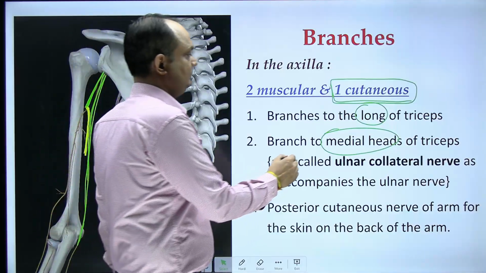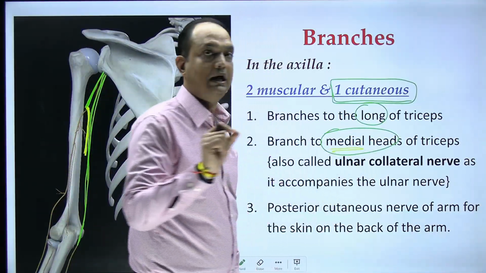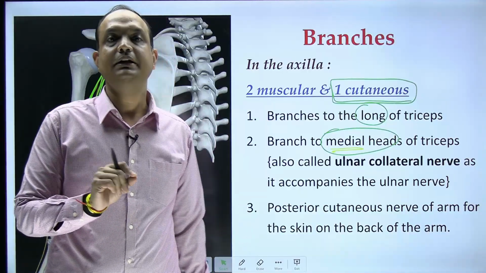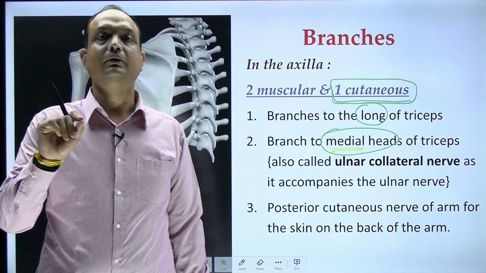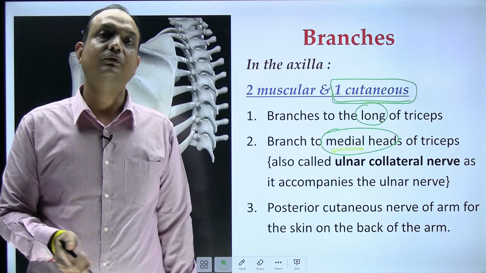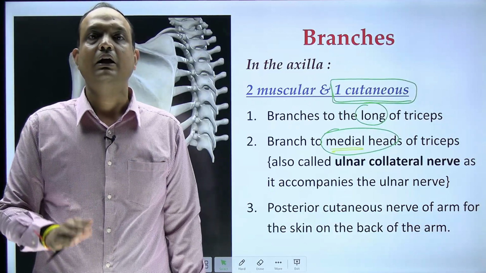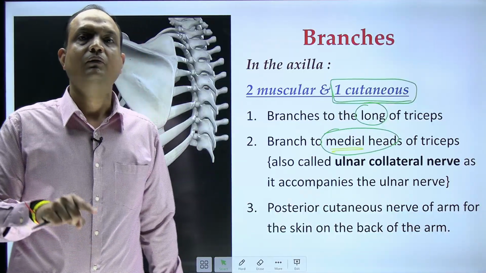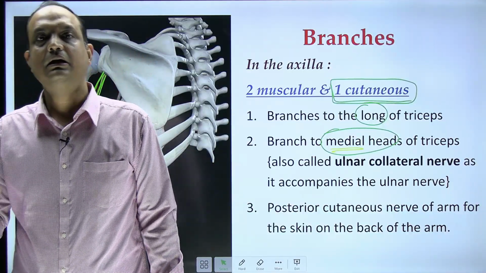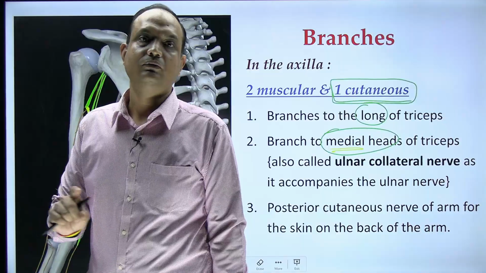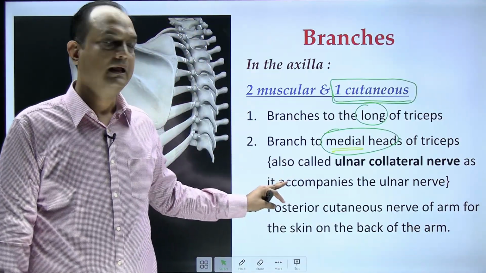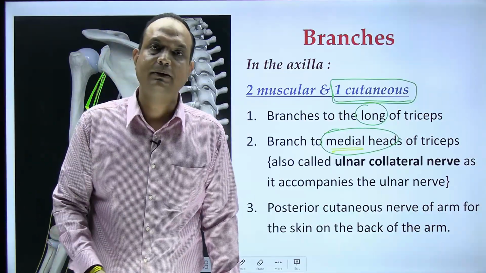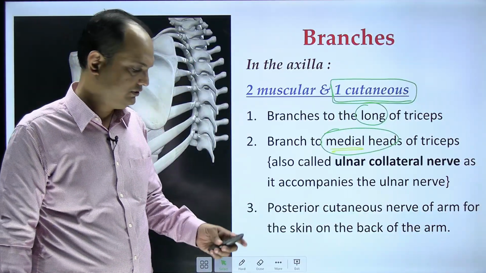So, this is sometimes a question for your exam: ulnar collateral nerve supplies which head of the triceps? Answer is medial head of the triceps. And what is the ulnar collateral nerve? It is a branch of radial nerve, not ulnar nerve, and it is known as ulnar collateral because for some distance it runs along with the ulnar nerve after taking the origin. Clear? So, in the axilla you are having 2 muscular branches and 1 cutaneous branch.